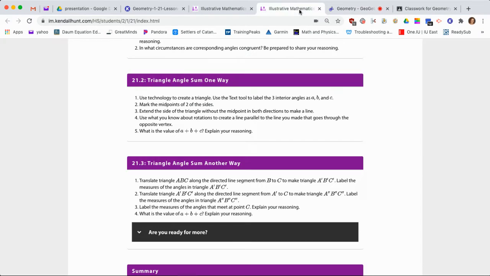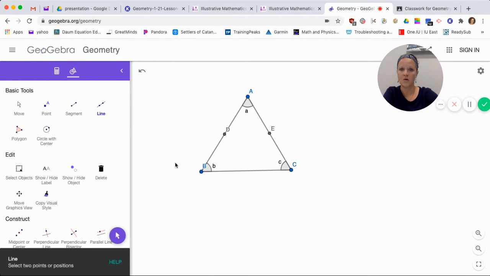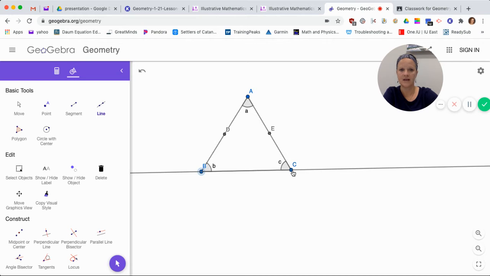Let's see what it says to do next. Extend the side of the triangle without the midpoint in both directions to make a line. So I'm going to draw a line over this side. Okay, there's our line. Use what you know about rotations to create a line parallel to the line you made that goes through the opposite vertex. So I'm actually going to rotate this line 180 degrees to make it onto that point.